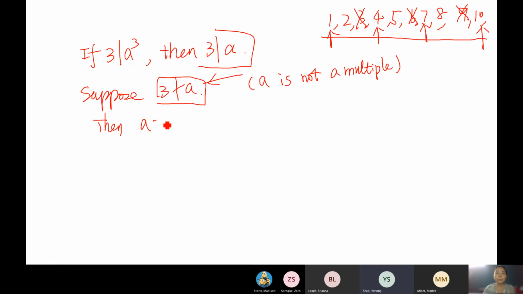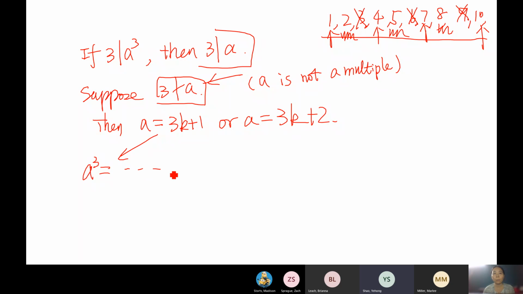These are integers, multiples of 3 plus 1. But you also have like 2, 5, 8. And these are integers of multiples of 3 plus 2. So you will have to do 2 cases, find out A cubed equals what, and then show it's not divisible by 3. And for the second case, you also plug this into A cubed and show you cannot factor out a 3. Okay, so you will have 2 cases that you have to do.